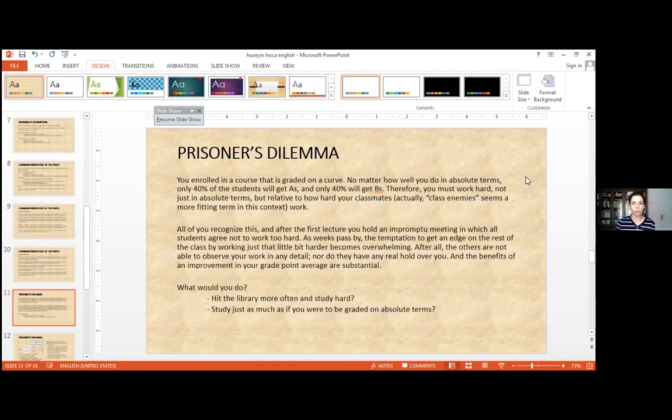So assume that you are enrolled in a class that is graded on a curve. No matter how well you do in absolute terms, only 40% of the students will get A's, and only 40% will get B's. Therefore, you have to work hard relative to your classmates. Since all of you recognize this, you met and you decided not to work too hard. You agreed on this, not to study too hard. However, as weeks pass by, you become worried about not working too hard because you are suspicious about others working. So what would you do?